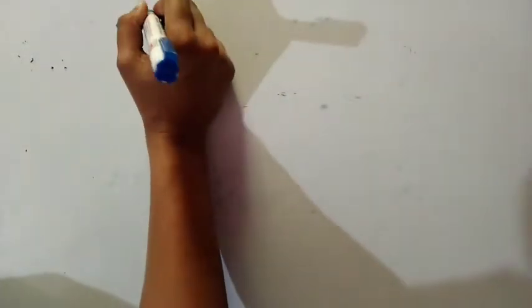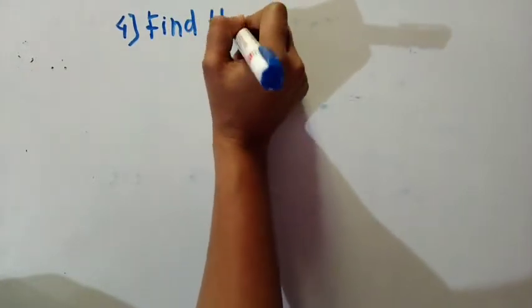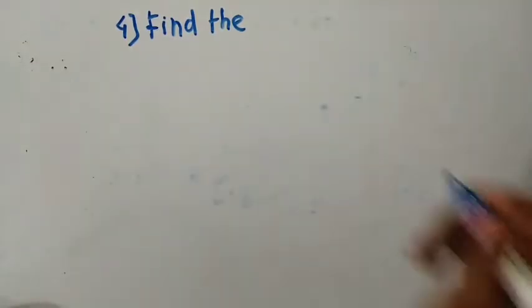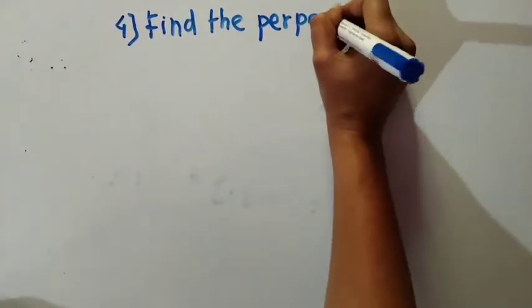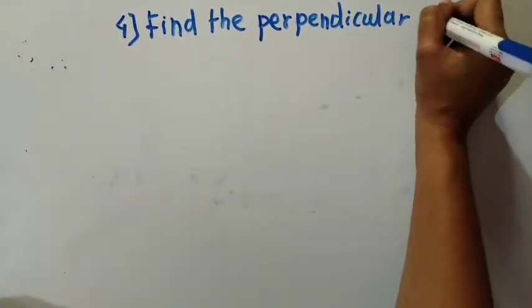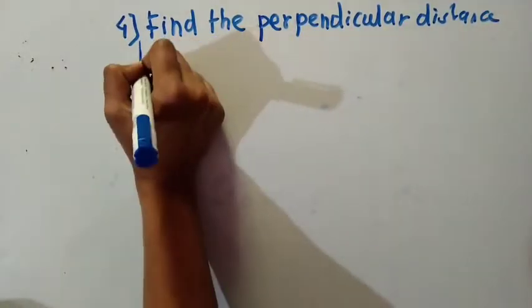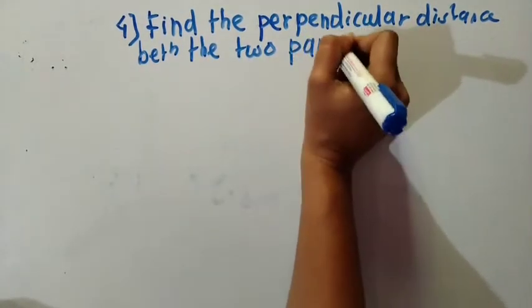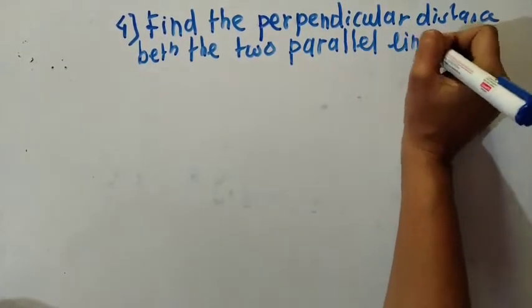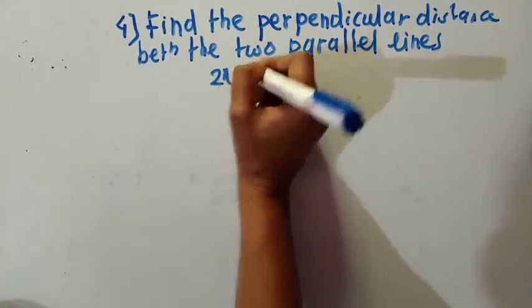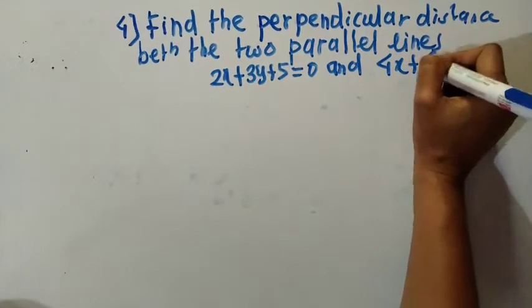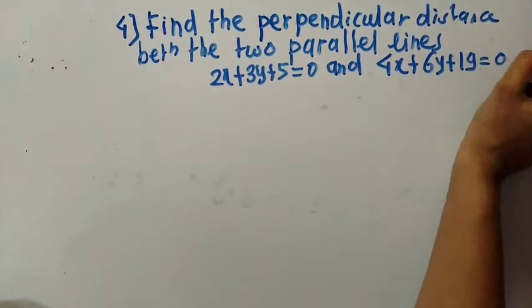Then we take the next example. Find the perpendicular distance between the two parallel lines 2x + 3y + 5 = 0 and 4x + 6y + 90 = 0.